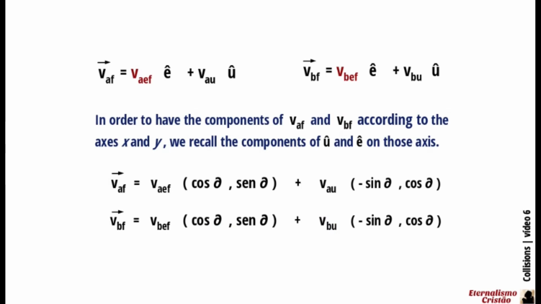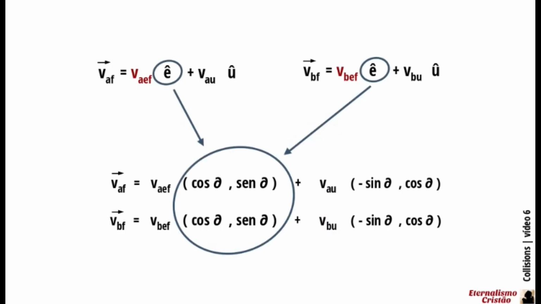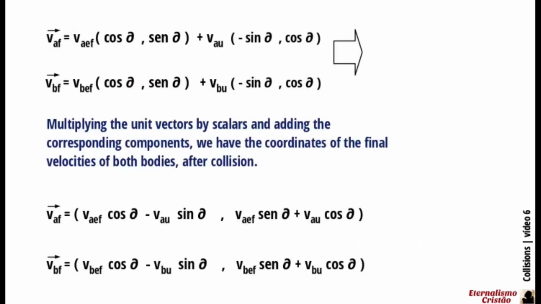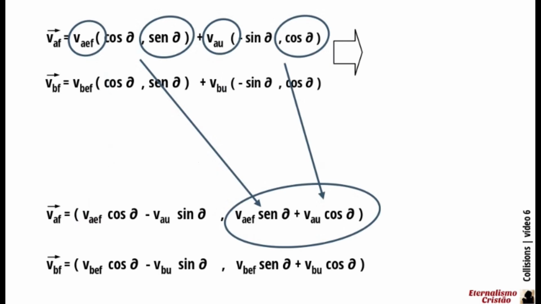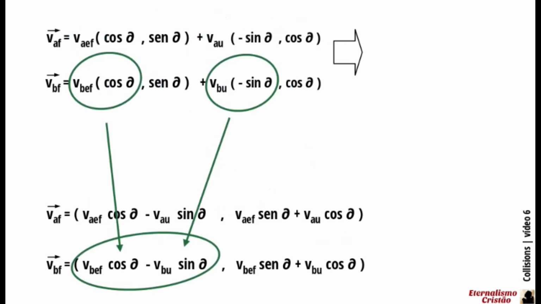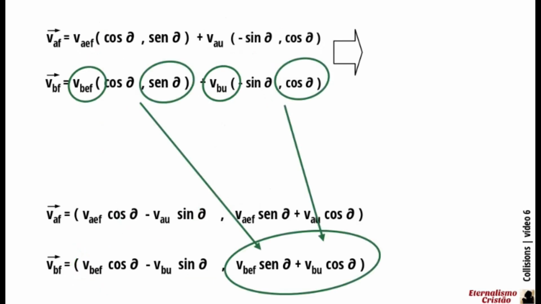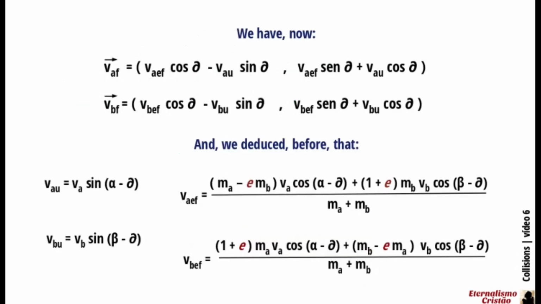In order to have the components of VA final and VB final, according to the axes x and y, we recall the components of U and E on axis x and axis y. Multiplying the unit vectors by scalars, and adding the corresponding components, we have the coordinates of the final velocities of both bodies, after collision, in the x and y axes. We have all we need. We just solved the problem of the general 2D collision.